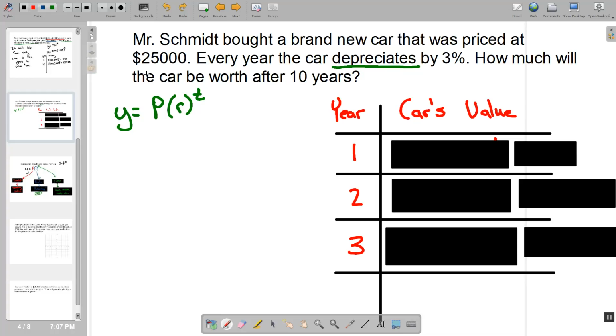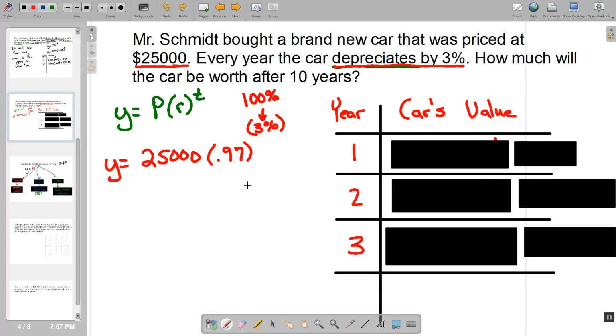Now, our starting value for the car is $25,000, which tells us our principal is $25,000. Now, it depreciates or decreases by 3% every year. The important thing to remember is that we're always comparing it to 100%, and a decrease of 3% would be 97% left over, and we write that as a decimal in here.